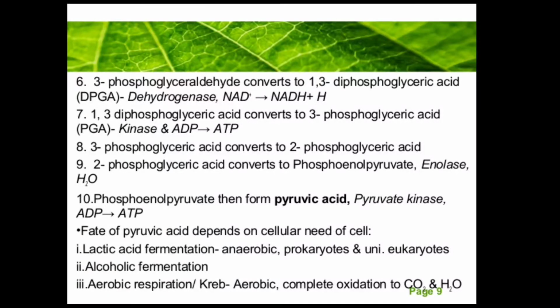1,3-biphosphoglyceric acid is dephosphorylated and is getting converted to 3-phosphoglyceric acid. The phosphate formed from the substrate combines with ADP and forms ATP. This is called substrate phosphorylation. Now this 3-phosphoglyceric acid is first converted into 2-phosphoglyceric acid and then into phosphoenol pyruvic acid. Water is released during this process.